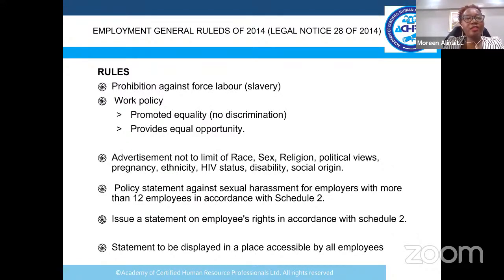It will be considered to be forced labor if you force somebody to continue working for you after they have resigned, after they have given you a resignation letter, okay?